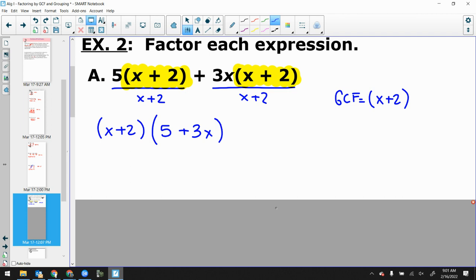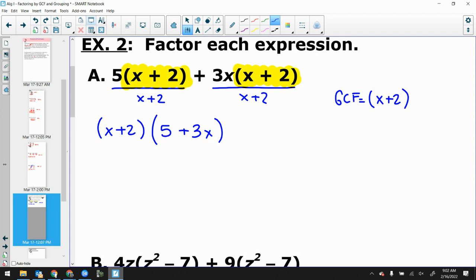Now, I don't love this because we're technically leaving our answer not in standard form. Sure, you could reorder that to 3x plus 5 if you really wanted to. But this is really what I want you to see here. Oh, we have a binomial and a binomial, don't we? So this is one way that we can end with a binomial and a binomial. If we really wanted to, we could FOIL this back together and get this piece up here if we really were looking for it. Let's take another one here.